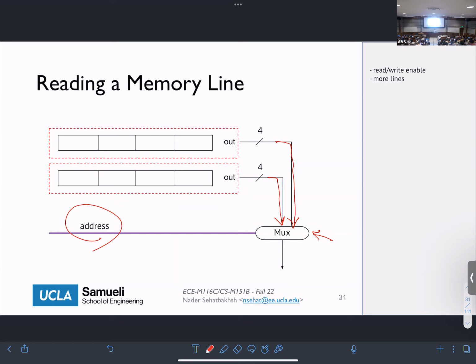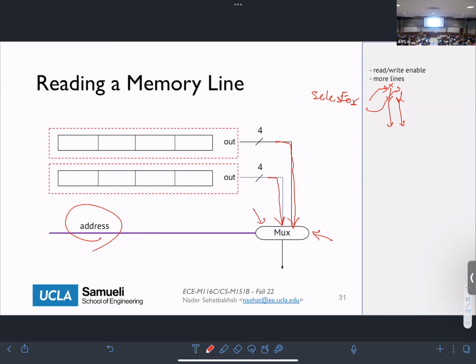For those of you who don't remember, a multiplexer is logically a thing that has a selector, and usually it has only 2 inputs. The selector says which of these 2 inputs we have to select. If the selector is 0, we select this one. If it is 1, we select this one. This is what we're showing here.